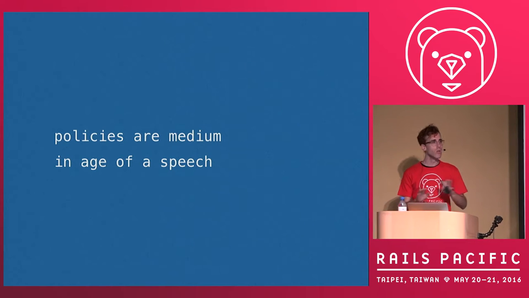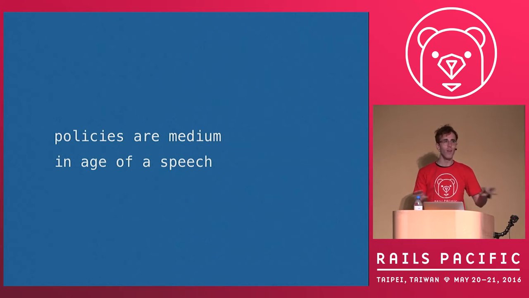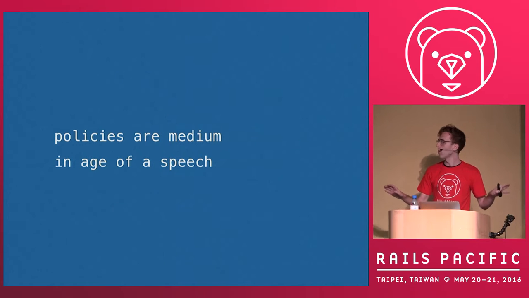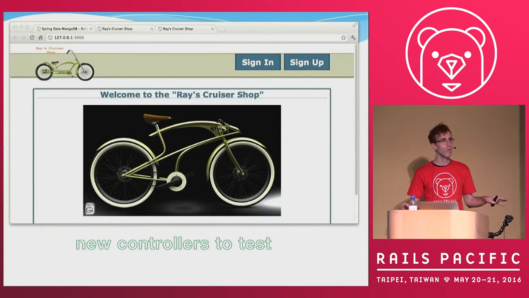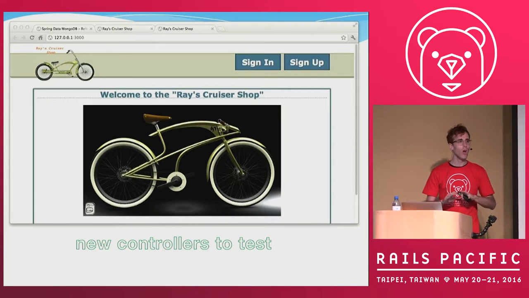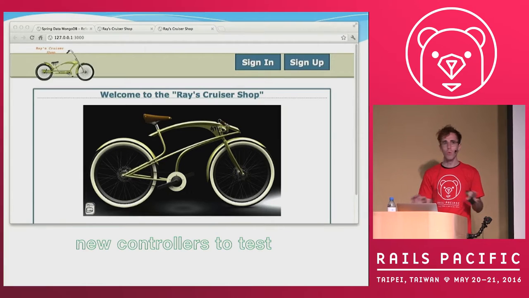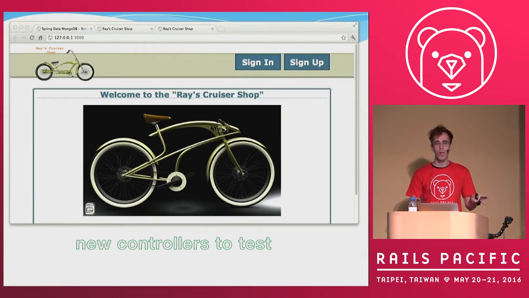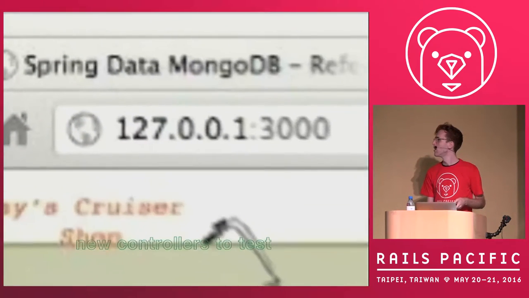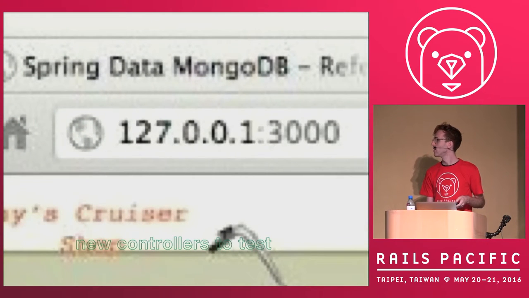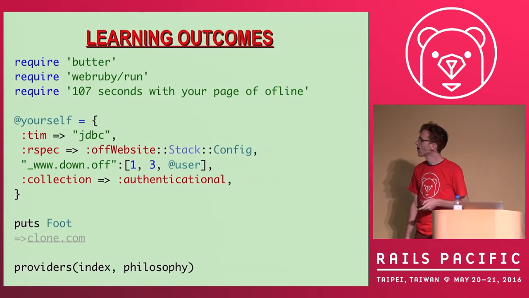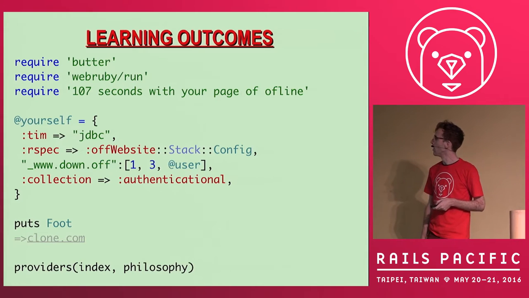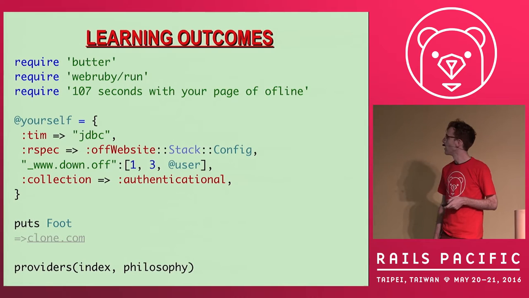So policies are dry. Do not repeat yourself. Let's go to policies.html. Ruby is great. Ruby is pain. Ruby is required. Ruby's home. Ruby's Ruby. To counter that, each of you will have new controllers to test. So it looks like I'm going to move on.